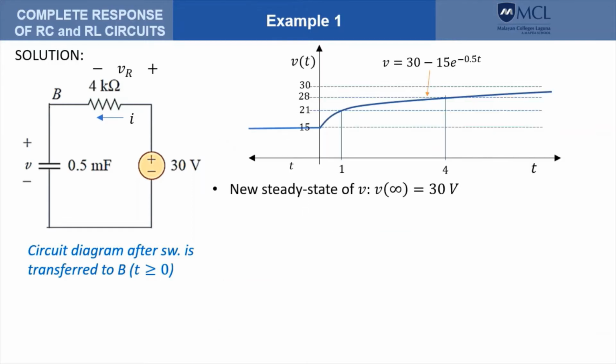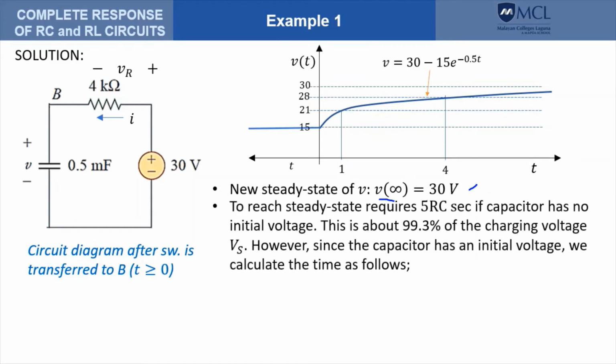So the new steady state for the voltage across the capacitor is 30 volts, so it is written as V at time infinity. To get to that voltage requires approximately 5 RC if the capacitor has no initial voltage.